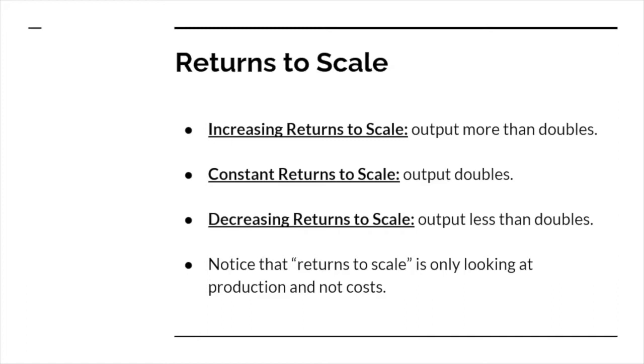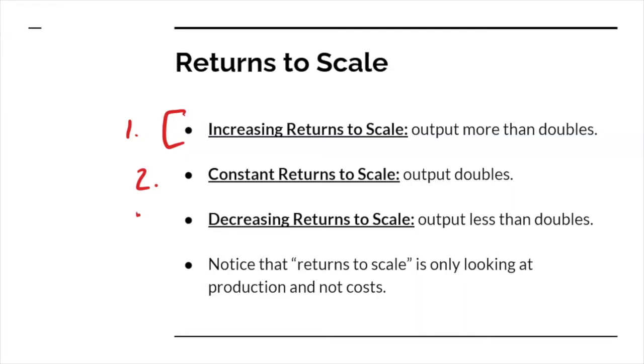The first one is increasing returns to scale. Increasing returns to scale is when output more than doubles. So you put in twice the amount of resources and the final output is more than double. Constant returns to scale is when your input, the resources you're putting into making the final product, doubles, but your output just doubles. So it's a 1-to-1, or really a 2-to-2 ratio.